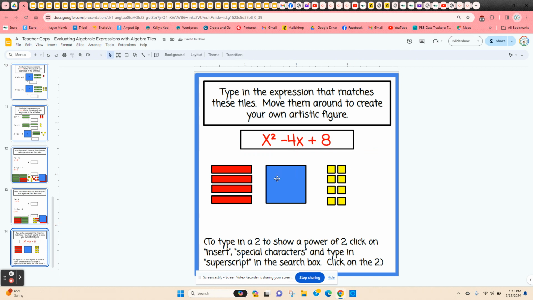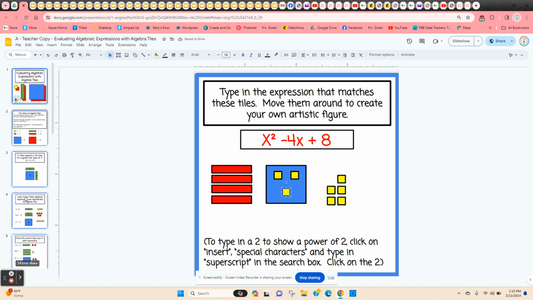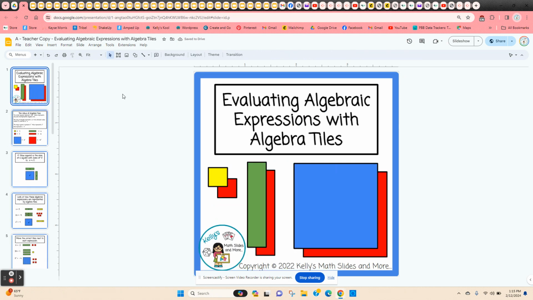And then they're asked to just do something creative. They're going to use all these pieces, and they just create some design or some feature. They can make a face or whatever they want to do to show their creativity using these tiles. All right, so that is a digital lesson of evaluating algebraic expressions with algebra tiles.